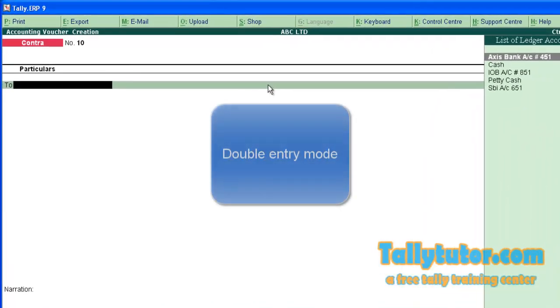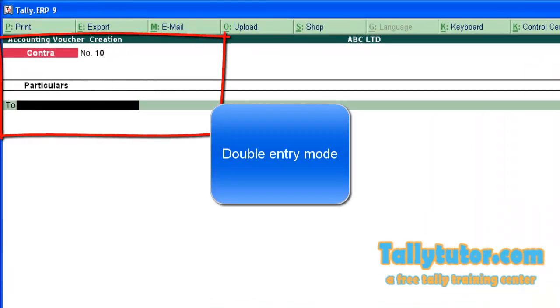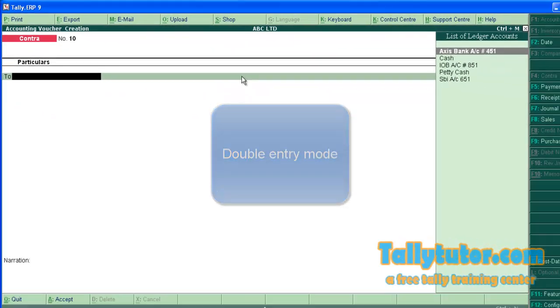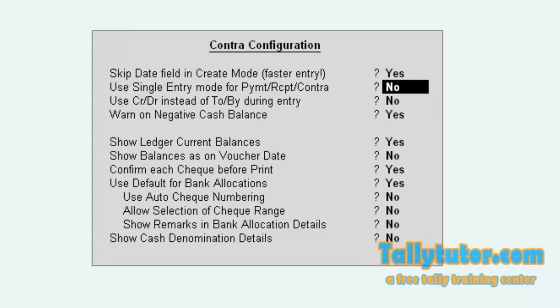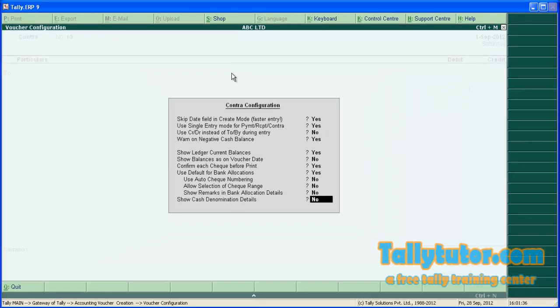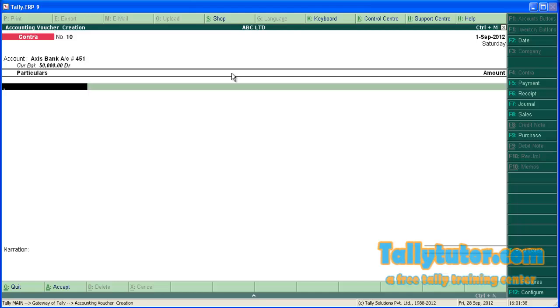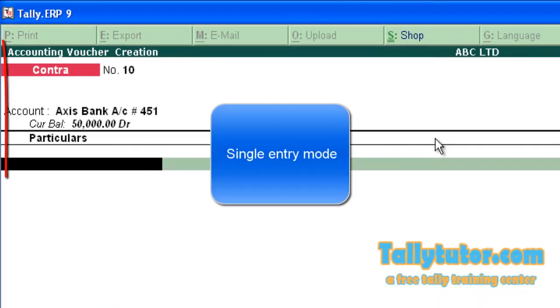The current voucher is in double entry mode. We are changing it to single entry mode by pressing F12 and locate "use single entry mode for payment, receipt, contra". Make this to yes, and save the screen. So we are in single entry mode.